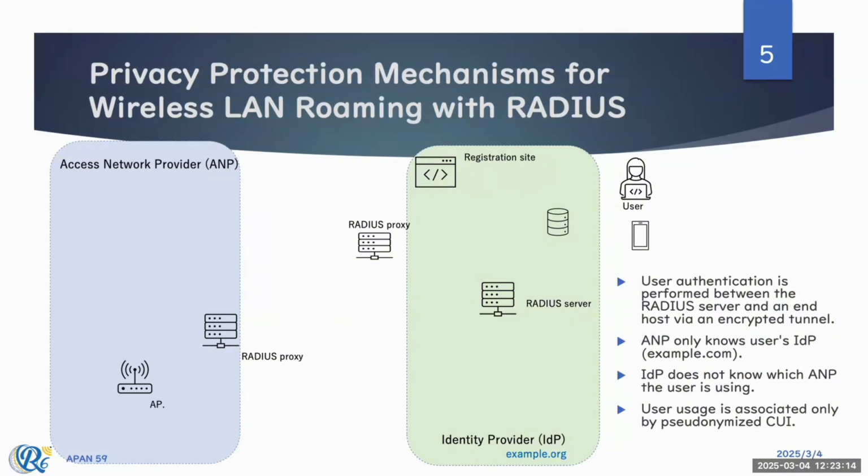And this slide shows privacy protection mechanism for wireless LAN roaming with RADIUS. So first, a user will try to register on the registration side, and after that, the user can get an account for wireless LAN roaming. So the user visits some place provided with an access point.